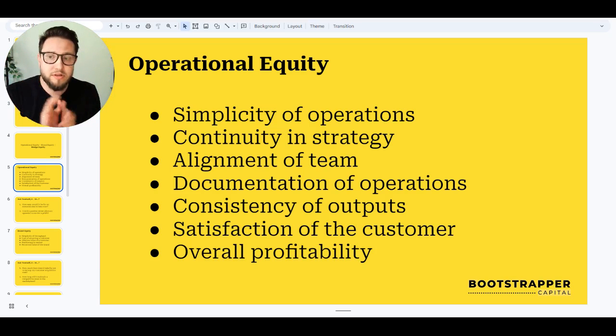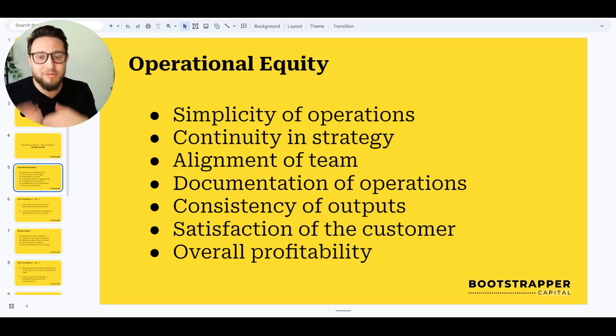Most of operational equity is around delevering risk, which we'll get to in a little bit, right? Also, through documentation of the operations and the alignment of the team, and then continuity to the strategy and simplicity of everything at its core, you're also going to have a higher likelihood of consistency, right?